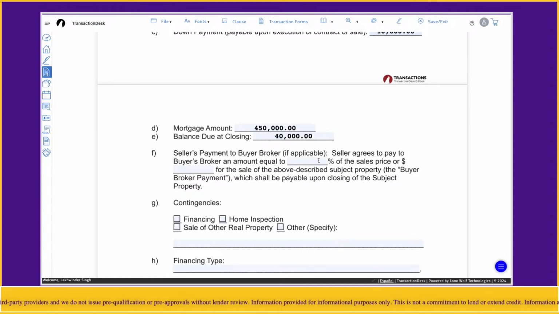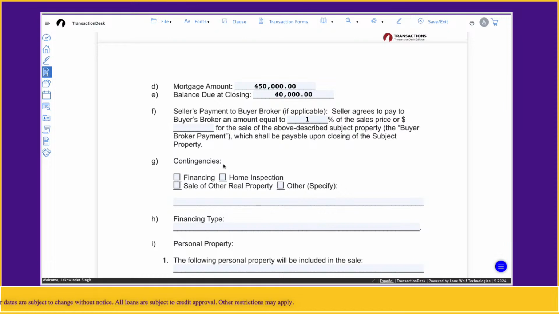You can either put a percentage, let's say it's 1%, or you could put an amount. So let's read this together. It says seller's payment to the buyer's broker. Seller agrees to pay buyer's broker in the amount equal to 1% of the sale price. Again, this percentage is always negotiable. Nothing is fixed when it comes to comps.